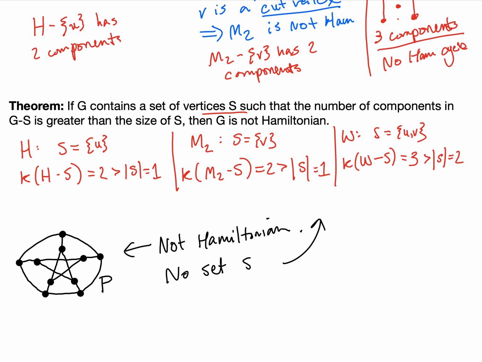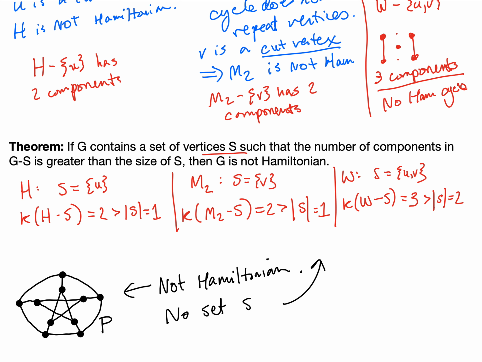In the next video, we'll give some more examples of graphs that are and are not Hamiltonian. We'll use this criteria some more, and we will also discuss the class of problems that are NP hard and the class of problems that are NP complete.